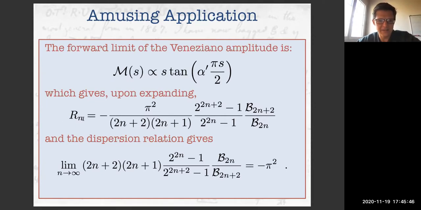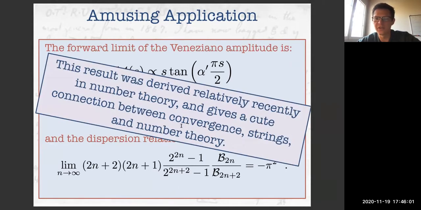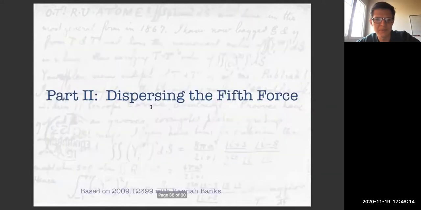And then the fact that this ratio is approaching 1 tells you that you have this relationship for this quantity here. So I've flipped this around. It has to be equal to minus pi squared. And this is just a cute result that was derived relatively recently, entirely independently in number theory. So there are perhaps some interesting things to play around with there, although this is not a rigorous mathematical result. It was just a fun thing to note.